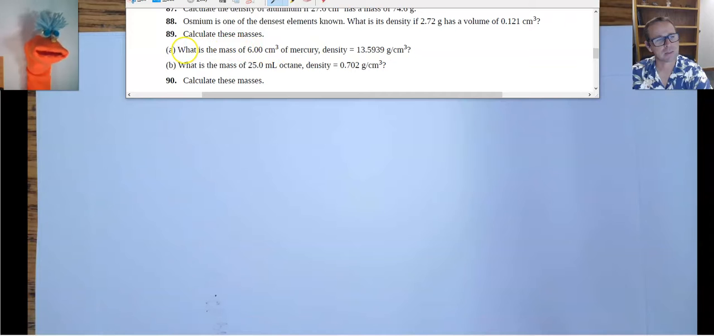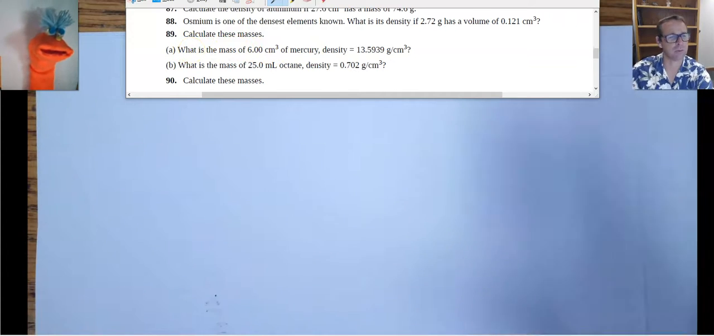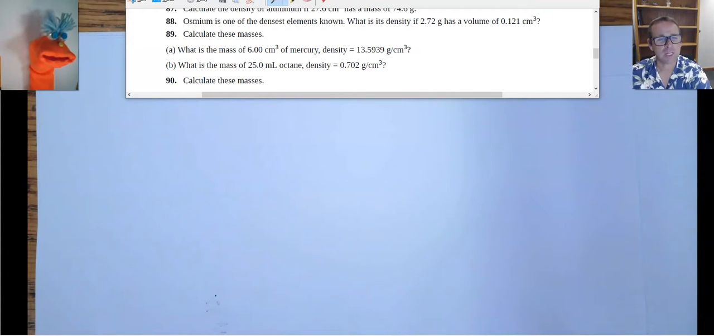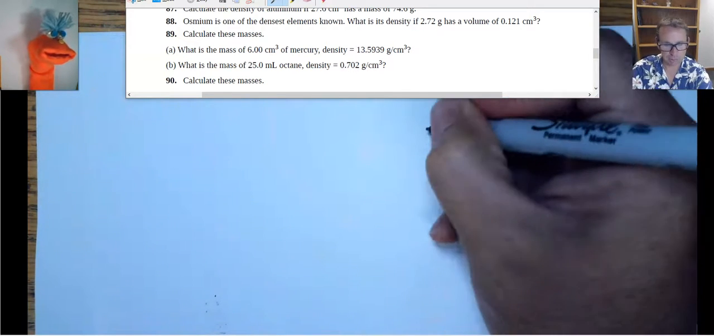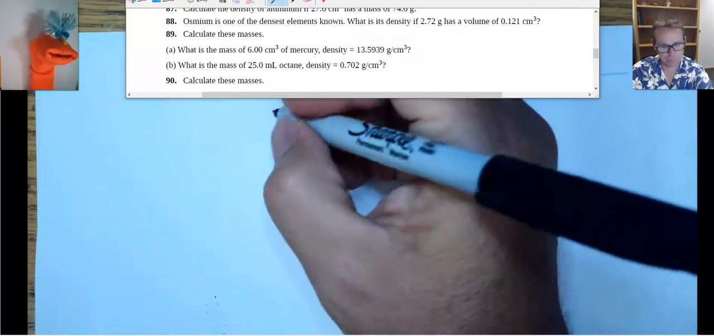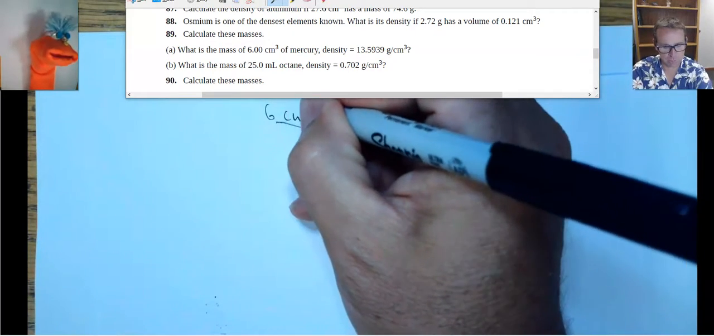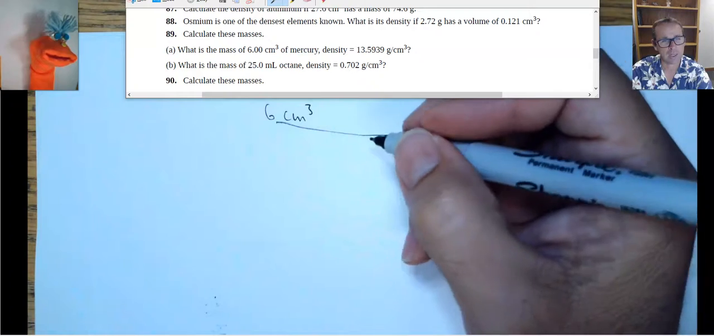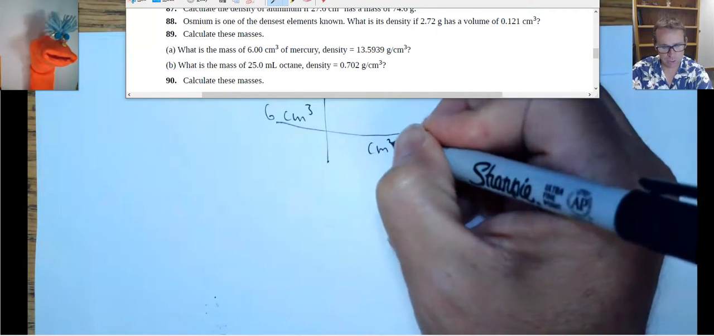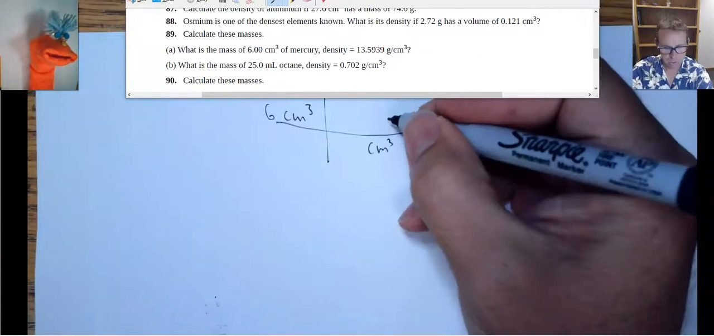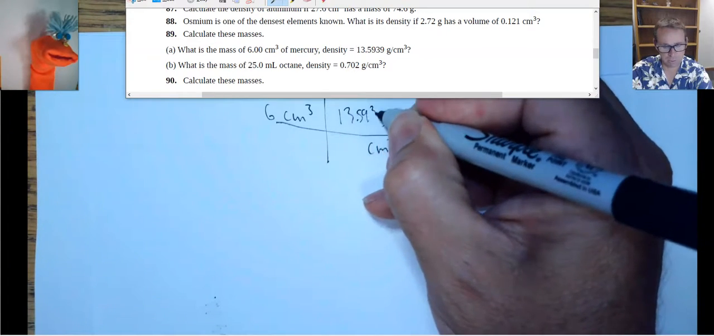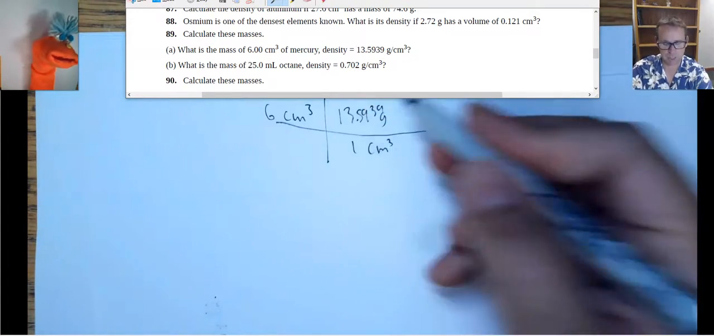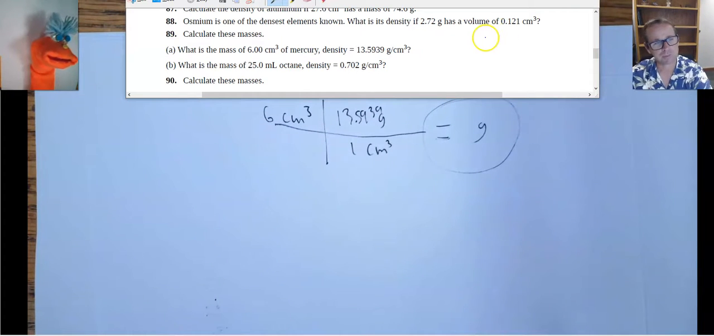Calculate these masses. What is the mass of that much volume of mercury if the density is that much? We want the mass. We have the volume. Well, how much volume? 6 cubic centimeters. Yeah. And the density will allow us to go from centimeters cubed. I know I need that on the bottom. Grams on top. It's 13.5939 grams per cubic centimeter, but that times that will tell us how many grams.